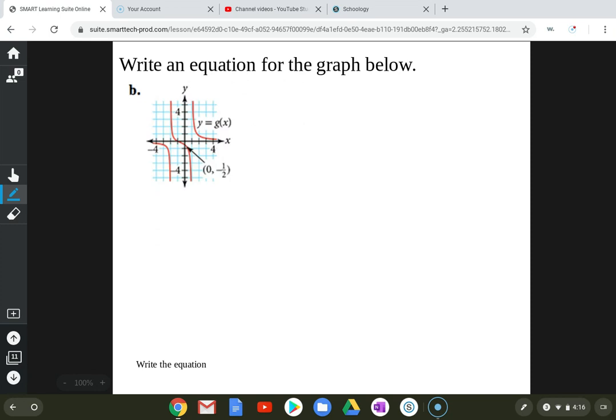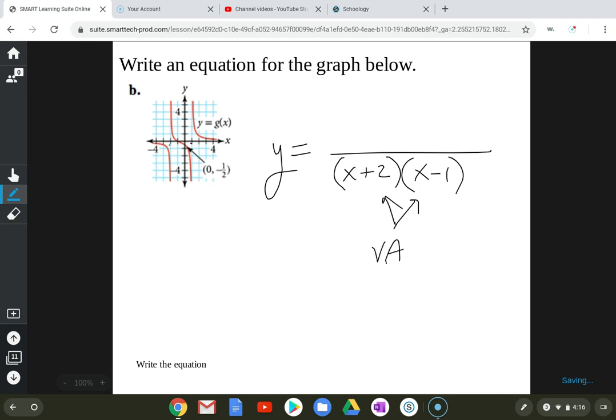All right, let's try this one. This should be fun. All right, so starting off, I know we have a vertical asymptote at -2 and a vertical asymptote at 1. So I know on the bottom, I want to have an x plus 2, and I want to have an x minus 1, and those are my vertical asymptotes. All right, I have an x-intercept at -1. So I know on top I have to have an x plus 1 in order to have an x-intercept at x equals -1. So I've got that.